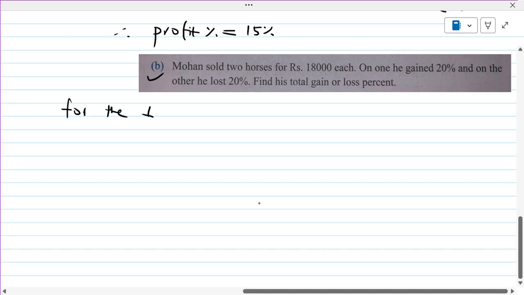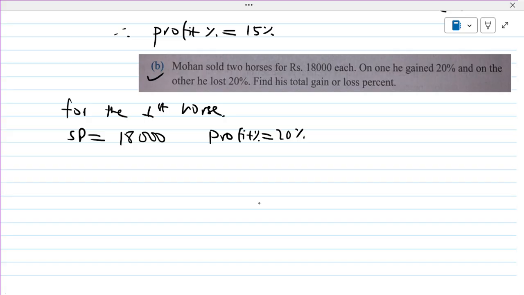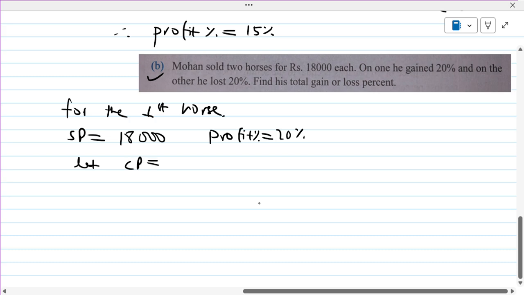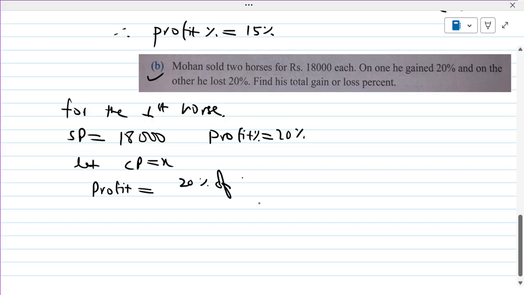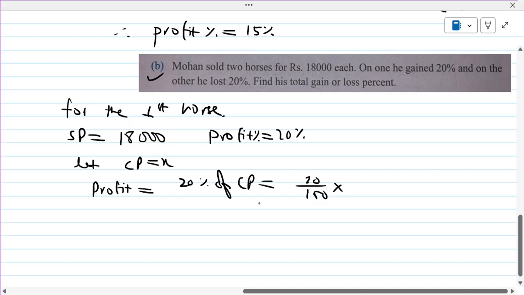So for the first horse, what has happened here? Selling price is given 18,000, and there is gain of 20%, is it? So there is profit of 20%, is it? Profit percent is given, and through that we have to find its cost price. So we suppose cost price is X. Let's CP be X. So here profit equal to 20% of CP, is it? So 20 divided by 100 into CP, there is X.